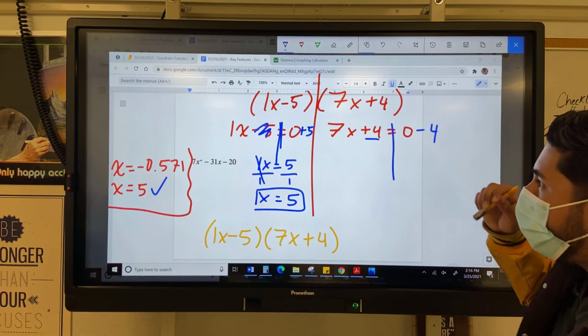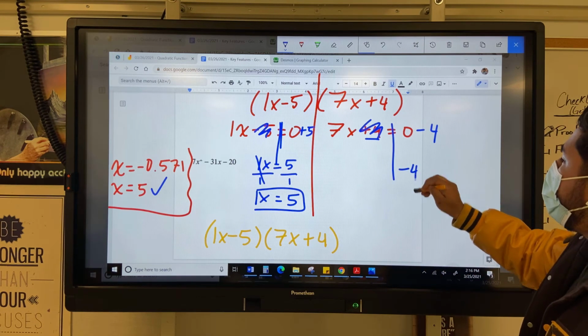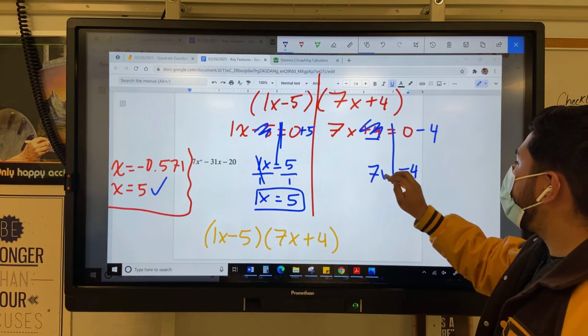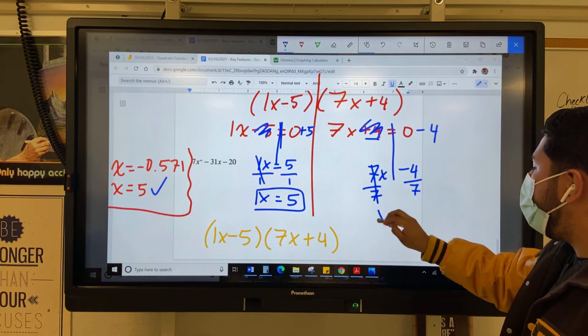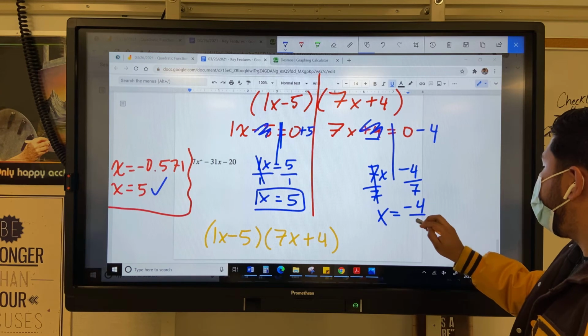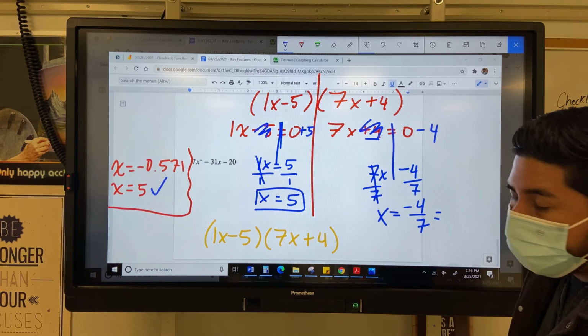I was going to say, what? The French toast? All right. 0 minus 4, negative 4. Bring down that 7x. Now we're dividing. Boom. Boom. x equals negative 4 over 7, which in essence, need a calculator, don't got one.